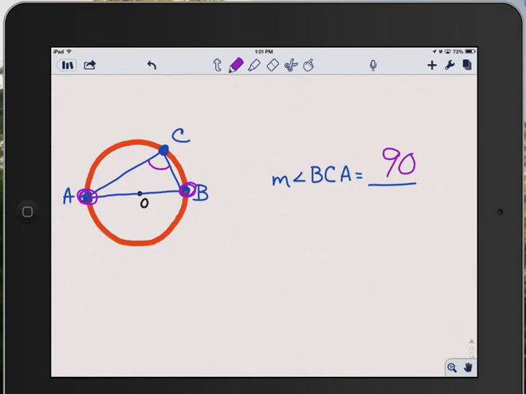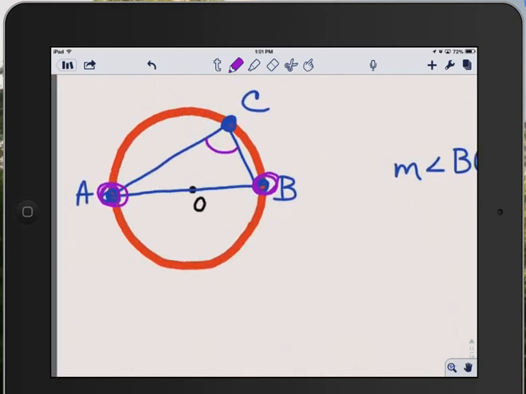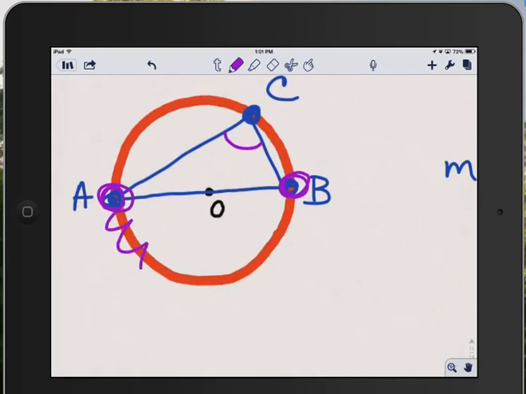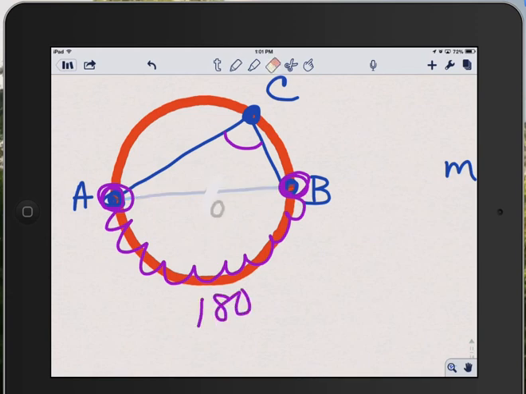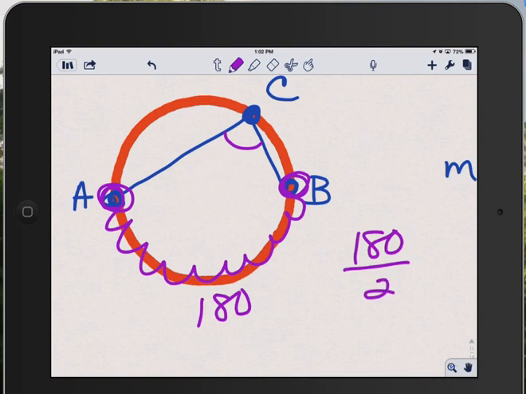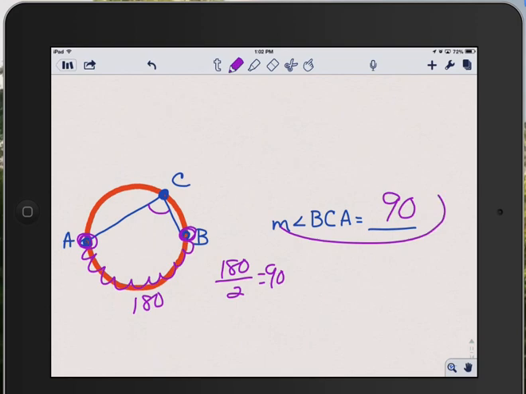The reason being, the arc at the bottom half of the circle, this arc, it's half of the circle, so that's 180. Forget about the center of the circle. If that arc is 180 and angle C is an inscribed angle, the angle C in this case should be half of 180, which gives you 90. So the measure of the angle is equal to 90 for either of those two reasons.